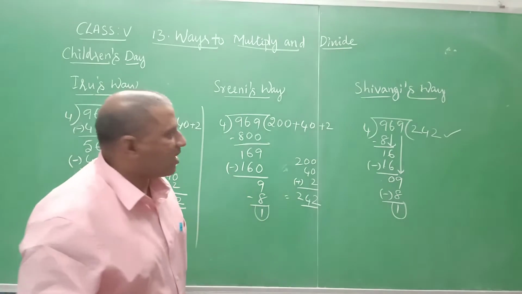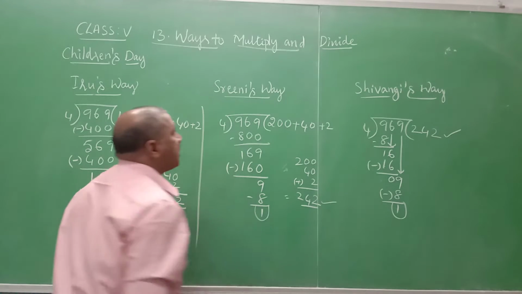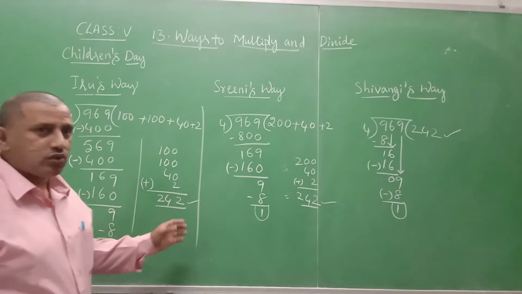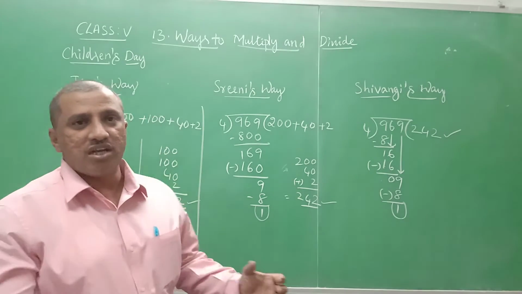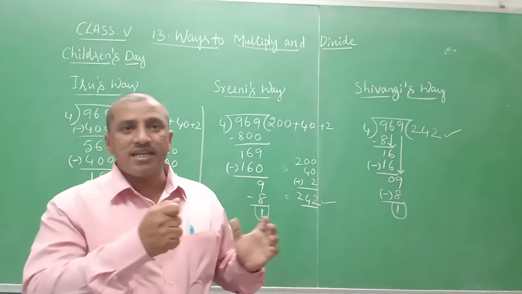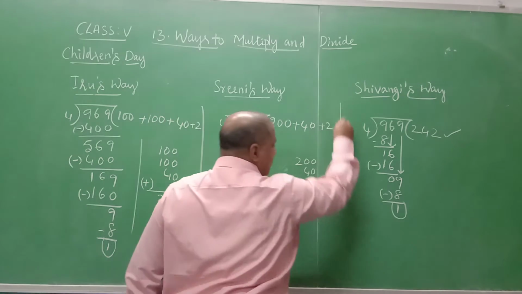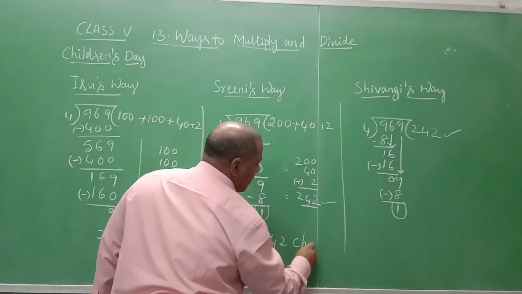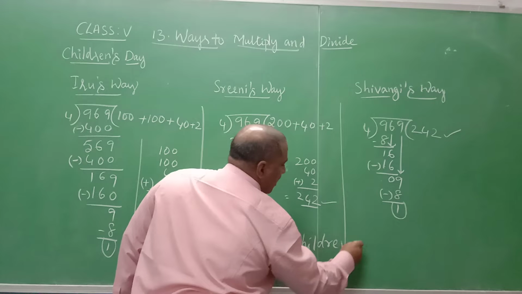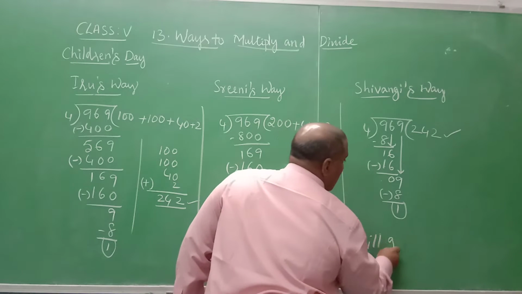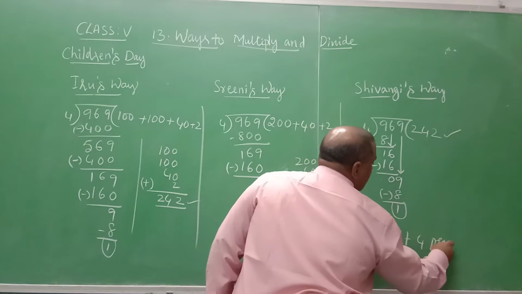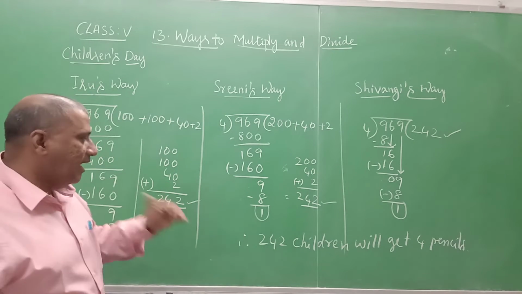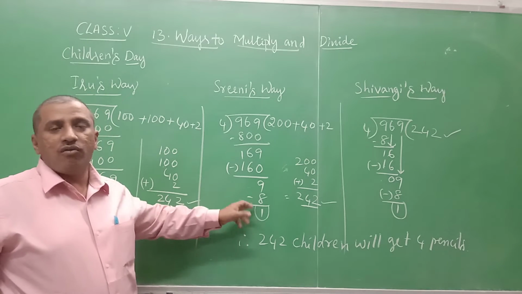So 242 children. Even with Srini's method we got 242 children, and even with Hiru's method we also got 242 children being given 4 pencils each. This is the shortcut method. Therefore 242 children will get 4 pencils each, and 1 pencil will be left. The remainder is 1 pencil left.